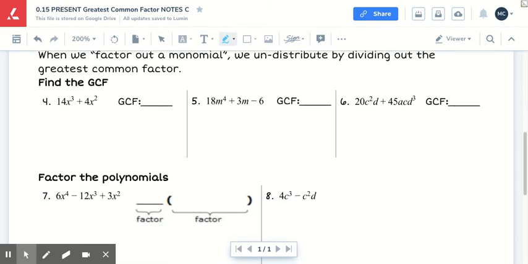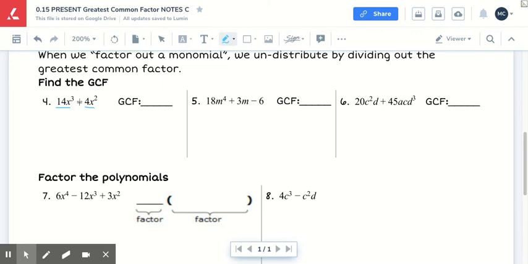So starting with these first 3, we're just finding the greatest common factor. We're not actually doing the factoring. So to find the greatest common factor, we're looking at all of the terms, and we're looking for the largest factor of each of these.